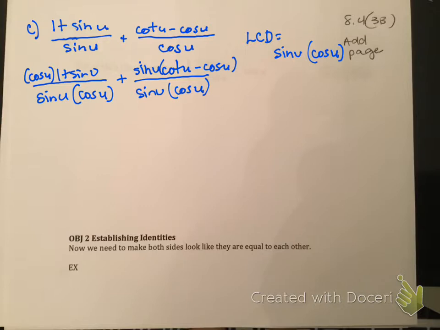Okay guys, so let's go ahead and do some distributing and see what we can do with this. Alright, so I'm going to distribute cosine u through 1 plus sine u in the numerator. So cosine u times 1 is cosine u plus cosine u times sine u. Now I'm moving over to the second fraction, a rational expression. I get sine u times cotangent u minus sine u times cosine u.